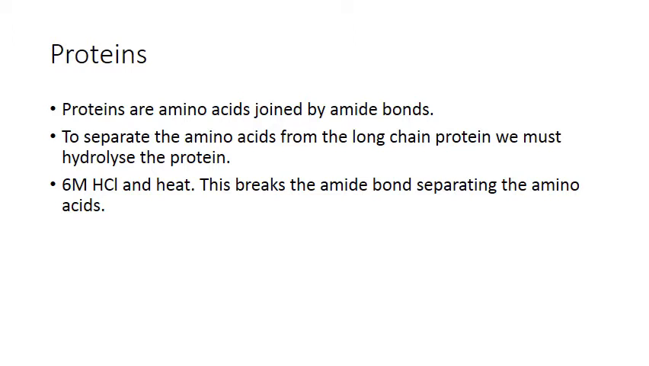So we need to separate those amino acids, break apart the protein, and to do that we use our 6 molar hydrochloric acid. Alright, so in a beaker we mix the protein, we mix the acid, heat it up. That breaks the proteins into the different amino acids. And then we can analyze those amino acids using electrophoresis.